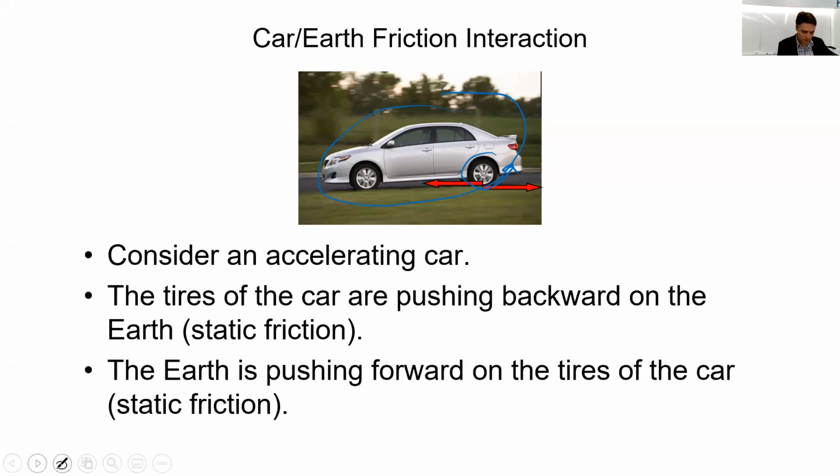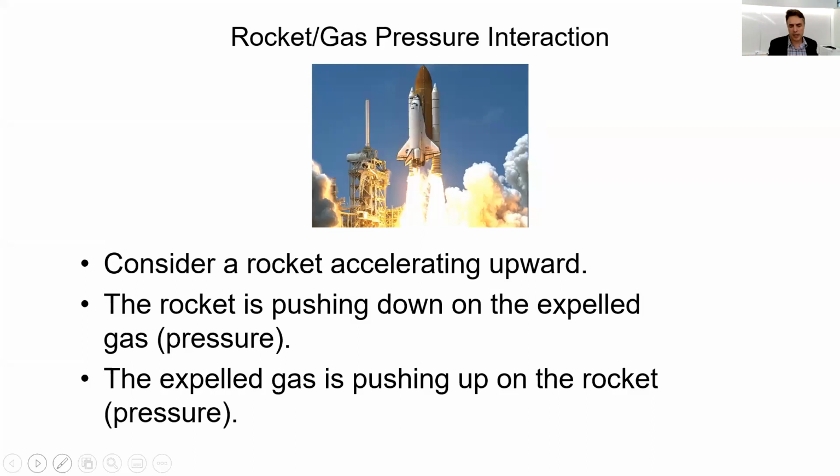A couple more of those. You can have this with rockets, okay? So a rocket accelerating upwards, the rocket pushes downward on the accelerating gas. That's a pressure force. So the expelled gas pushes upward on the rocket. And this can work even if the rocket is way out in space and not near any planet surface.